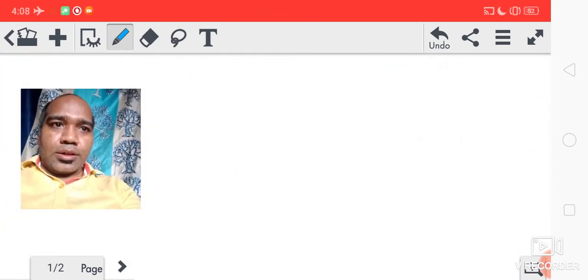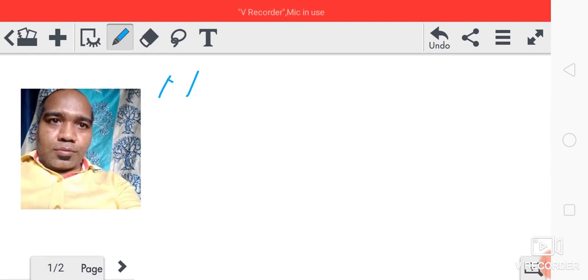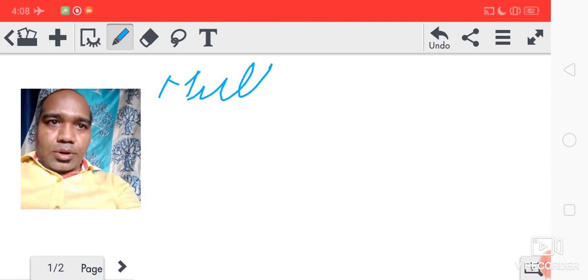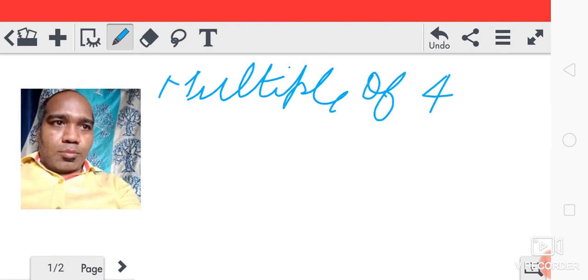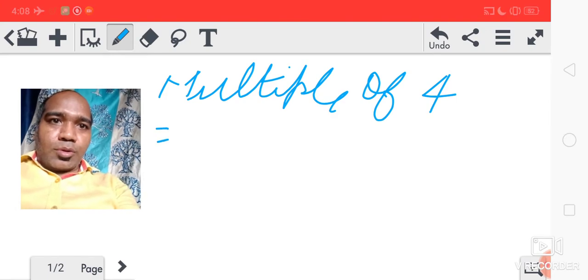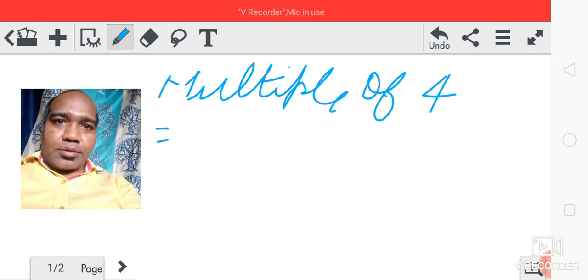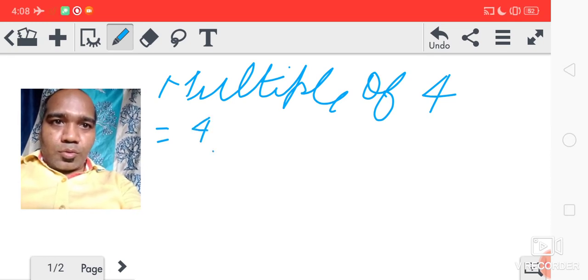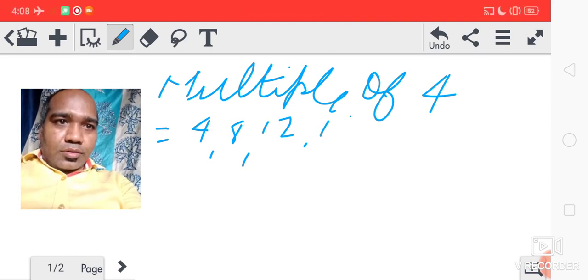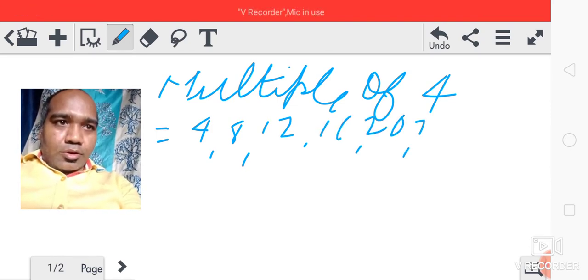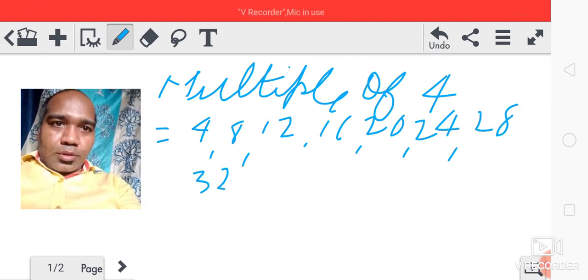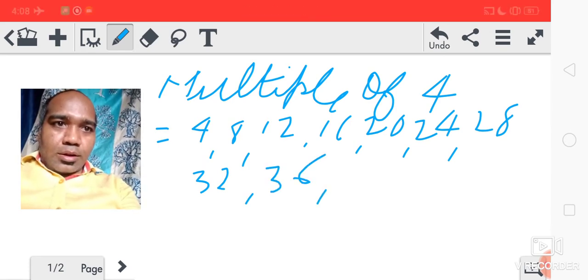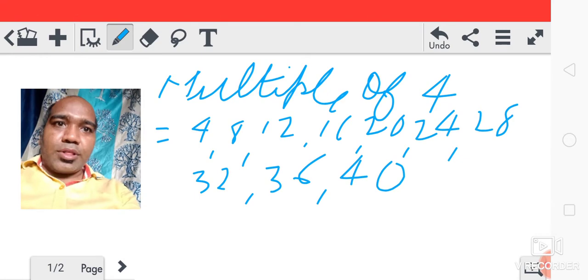We'll write here multiple of 4. Multiple of 4. How many multiples? 10 multiples, no? So up to 10 we'll write. So 4, 8, 12, 16, 20, then 24, then 28, then 32, then 36, then 40. 4 tens are 40. 10 multiples we have written.